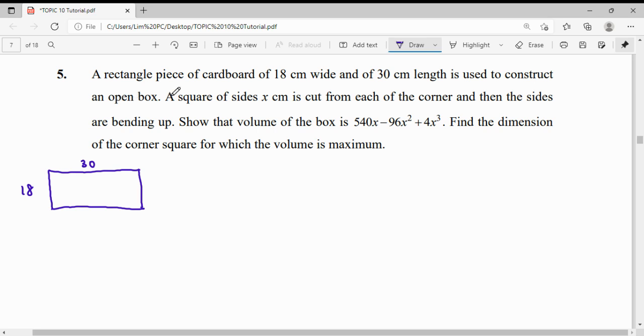Then the question says, a square of side x is cut out from each corner. So they're going to cut out a square here with the length of x, from this corner and this corner, so that they can build an open box. By bending this side up, we can get a rectangular open box here.